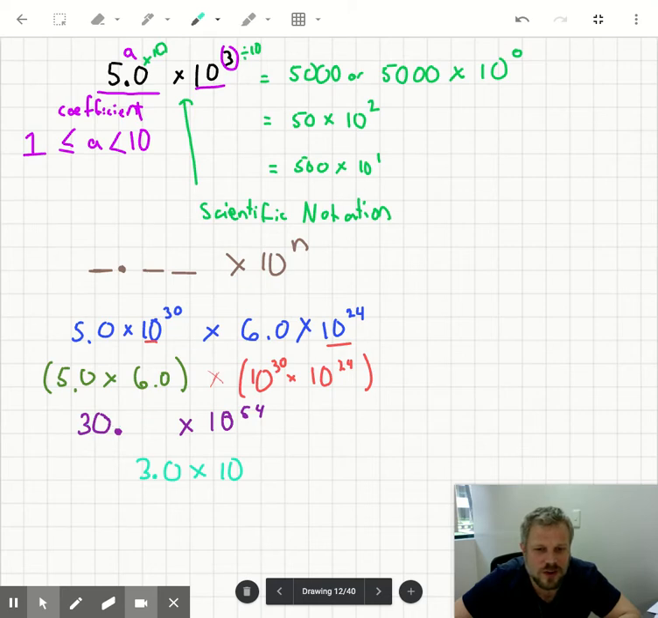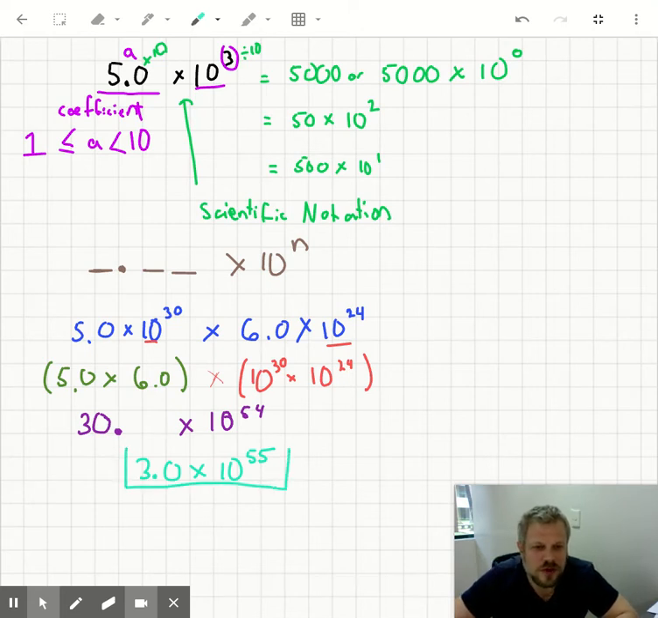If I divide it here by 10, that will change the whole value. So I have to multiply by 10 to undo that. So if I multiply by 10, this becomes 55, right? So 30 times 10 to the 54 is the same as 3 times 10 to the 55. Okay, so that's multiplication. We go ahead and do that.